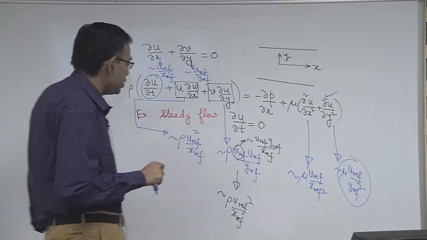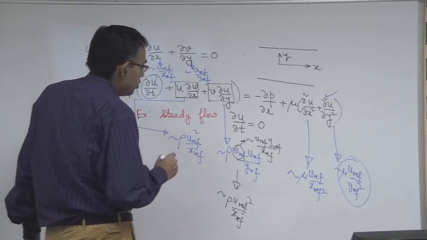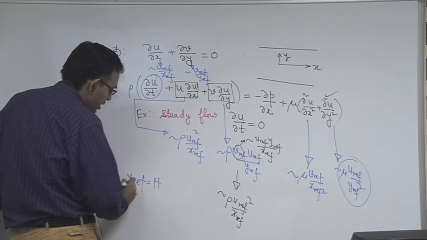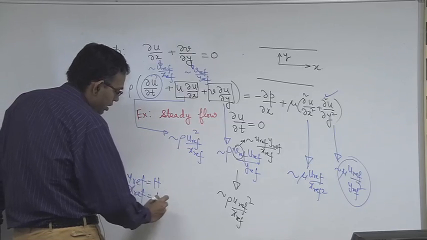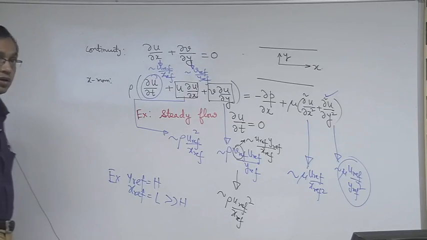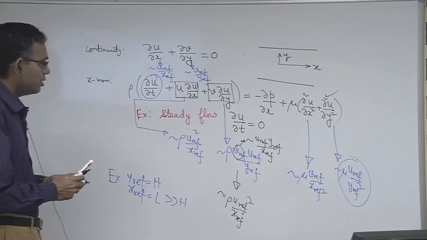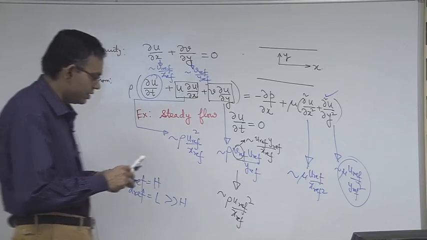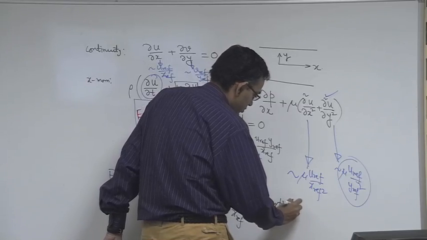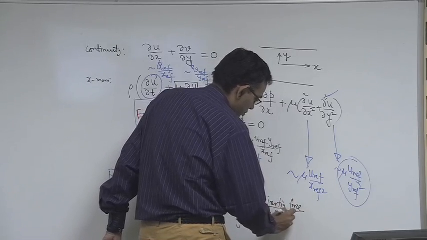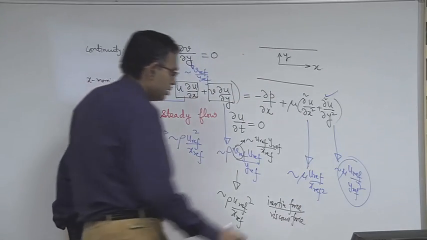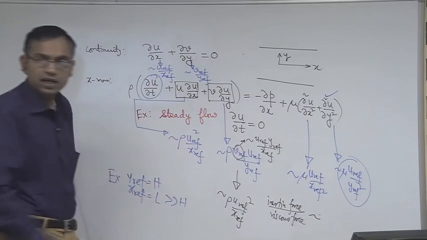So, now let us write the ratio of inertia by viscous. So, let us take an example with Y reference equal to H, X reference equal to L, which is much much greater than H. Let us say this is an example that we take. So, let us write what is the ratio of inertia force by viscous force. So, what is the inertia force? The left hand side is the inertia force.